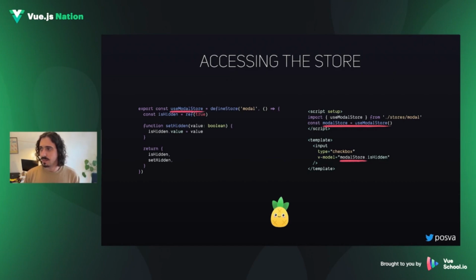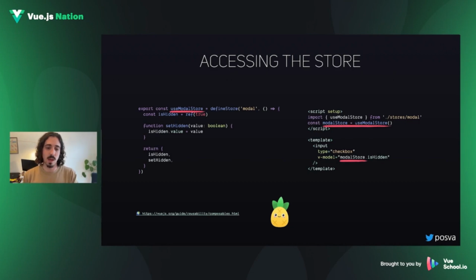So nothing particular here. The important note is we only have the composable version in this example. Now we can use map state and map actions, but that's a different story. But we don't have these $store. It doesn't exist.